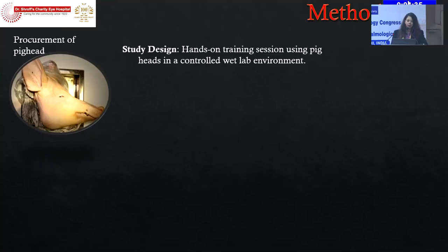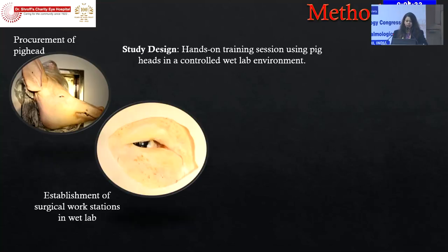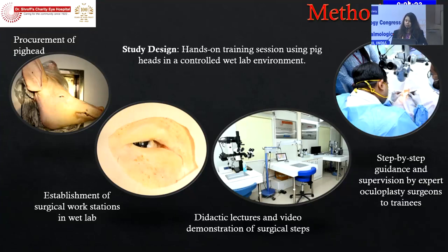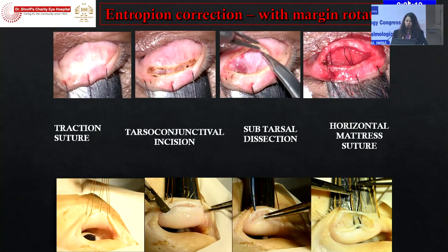The methodology was a hands-on training session held using pig heads in a controlled wet lab environment. We procured the pig heads, established workstations, and had didactic lectures explaining and showing videos of the surgical steps, which were broken down. Step-by-step guidance and supervision by expert oculoplasty surgeons were given to the trainees. So I'll be talking about the surgical steps.